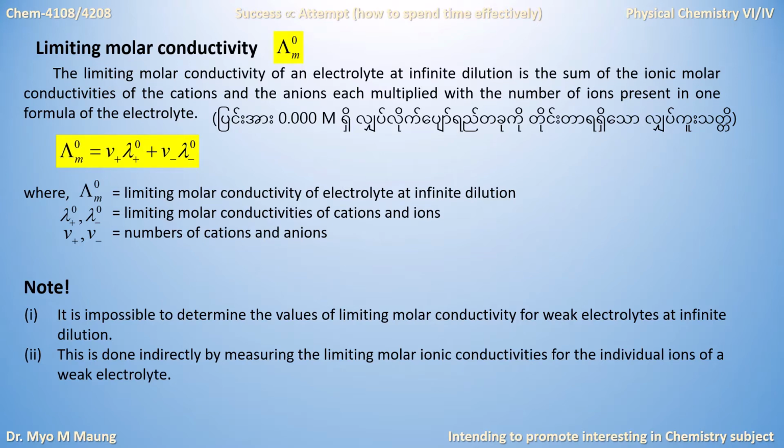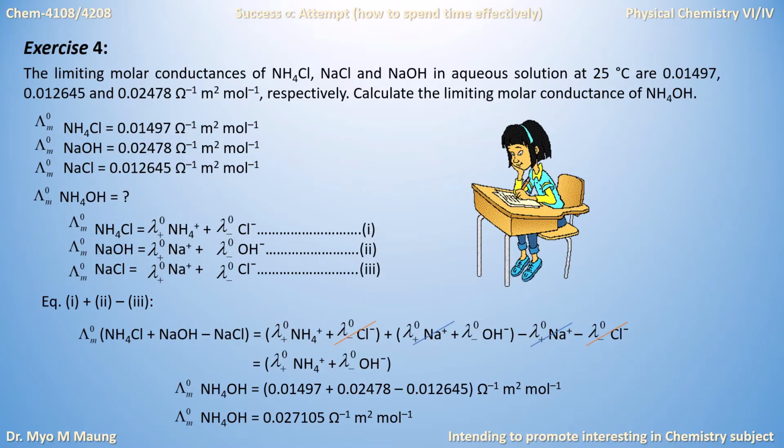It is impossible to determine the values of limiting molar conductivity for weak electrolytes at infinite dilution. That is, you can measure it indirectly from the limiting molar ionic conductivities for the individual ions of a weak electrolyte. If you study the problem of exercise number 4, then you will understand this case better.